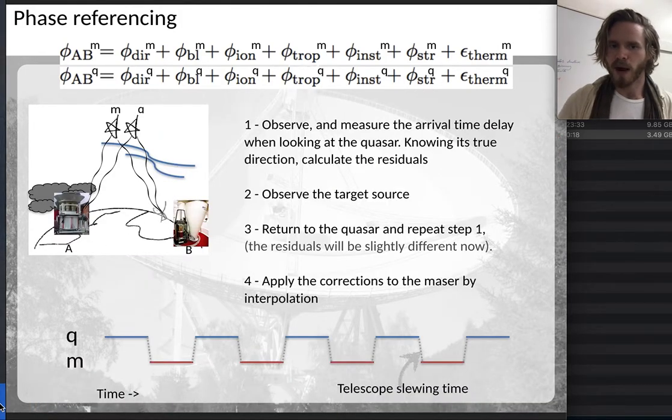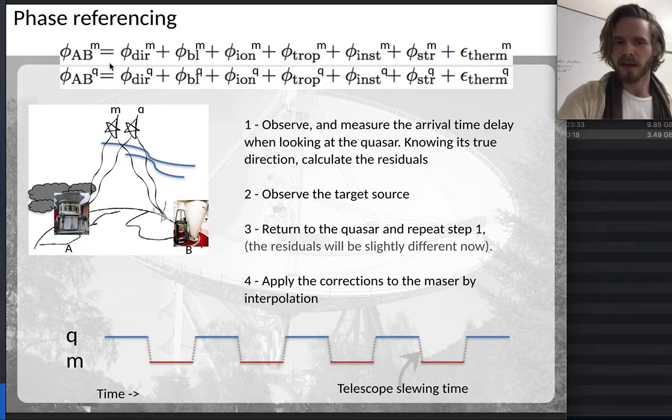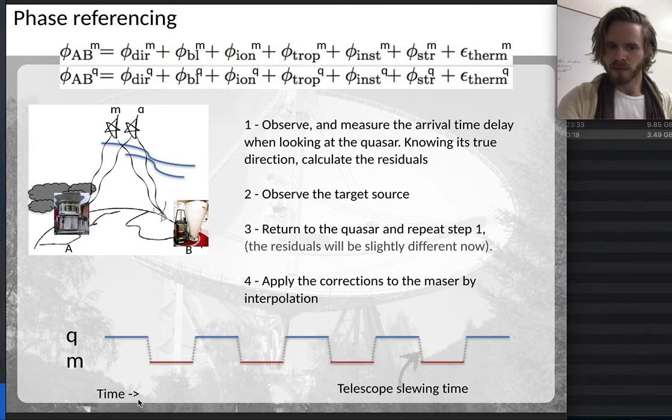And the practical concept of phase referencing, because you can't look at the quasar and the maser at the same time. So if you're working out these residuals using the quasar and you want to apply them to the maser, you can't measure them for the quasar and apply them to the maser at the same time. So we use this technique called fast switching, and I'm just going to go through this quickly here.